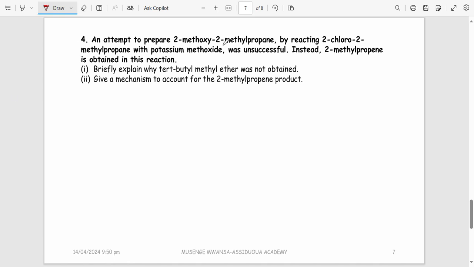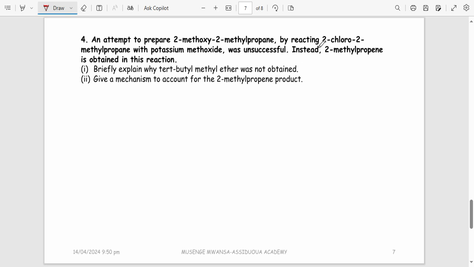An attempt to prepare 2-methoxy-2-methylpropane by reacting 2-chloro-2-methylpropane with potassium methoxide was unsuccessful. Instead, 2-methylpropene is obtained. Briefly explain why tert-butyl methyl ether was not obtained. Give a mechanism. This is a topic that will start tomorrow, but because it's a tutorial sheet, we have to answer it even if you've not really done it.